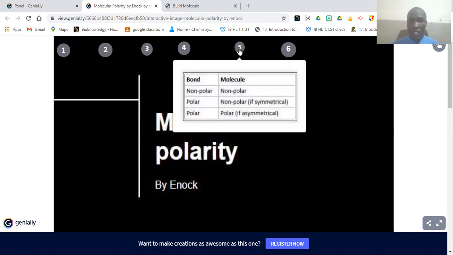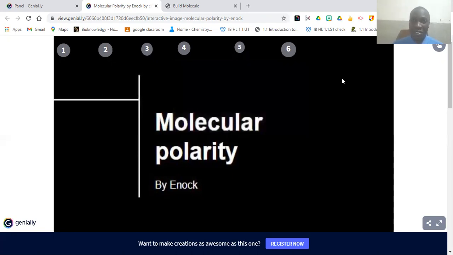So what am I saying? I want to talk briefly about the bond and the molecule. Once you find that the bonds in the molecule are non-polar, definitely the molecule itself is non-polar. If you find that the bonds are polar, further find out whether the molecule has symmetry. If it has symmetry, then it is non-polar. If the molecule has polar bonds and is asymmetrical, then it implies that the molecule is polar. Right. I guess you have picked it.